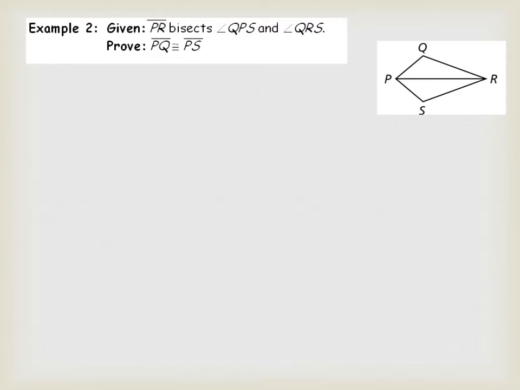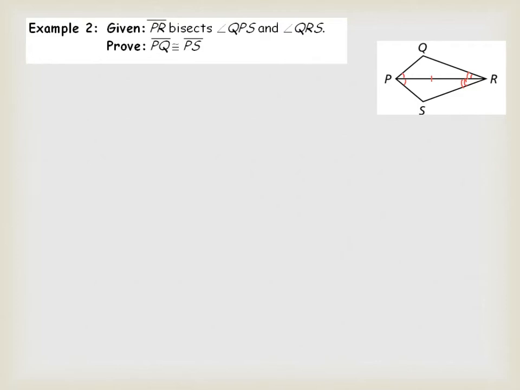First things first, let's annotate our picture. So PR bisects QPS and, okay, right there, and QRS. And there we go. And that's all we have given. But as I look at my picture, I notice that PR is in these two different triangles. It's in both triangles, which means that it is congruent to itself.